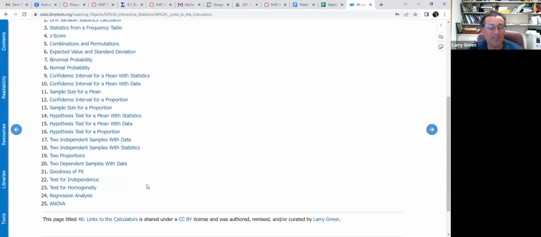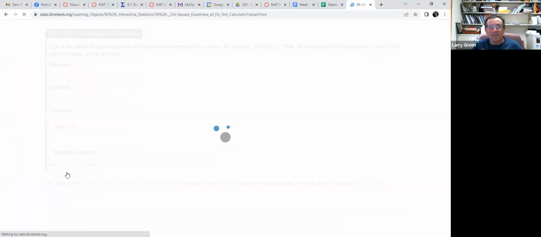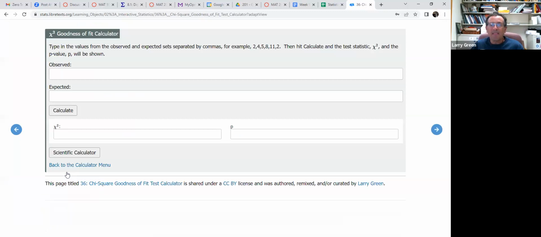We're almost at the end of the course. What calculator number do you think we're going to use? I tried to make it obvious. Yeah, because we said this was a goodness of fit test. So we're going to use calculator number 21. And I click on it. Okay, and what it says is type in the values from the observed and expected sets separated by commas. Then hit calculate. And it'll just do it for us.